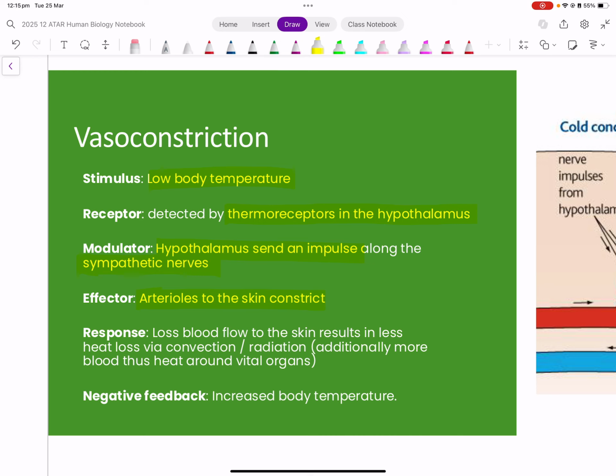And what this results in, the response of the arterioles constricting, is that there is less blood flow to the skin, and that's going to mean that there is less heat loss via convection, less heat loss by radiation, and additionally, we're going to give more heat around our vital organs, so keep our core temperature quite warm. Now, the negative feedback is always going to be the opposite here, and it is going to be increased body temperature in this instance because we had an initial low body temperature. So maybe I'll highlight here the stimulus and the negative feedback in the same colour, but they are in fact the opposite of one another.